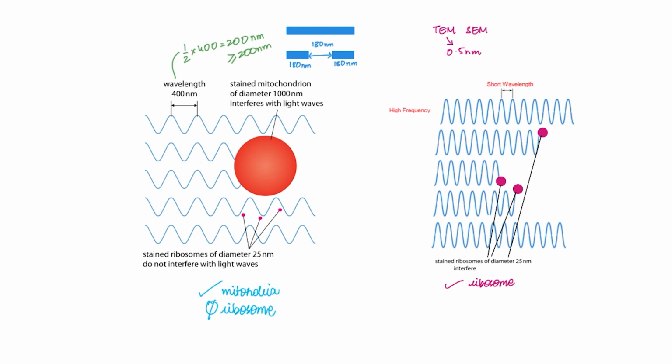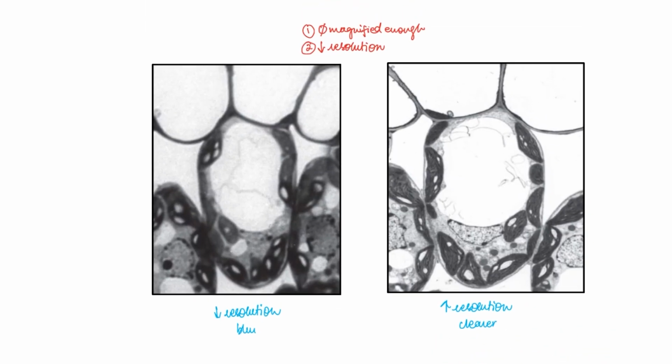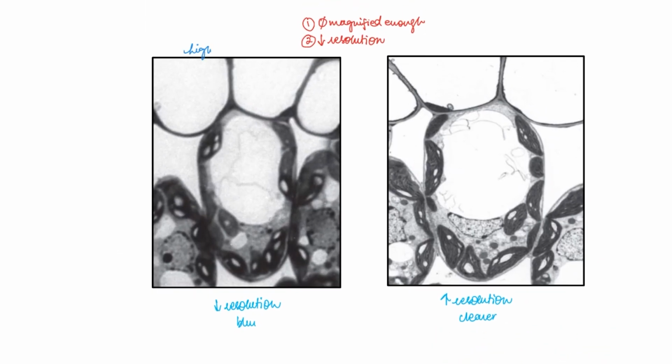Now, going back to the image I showed you, the first image is taken from a light microscope and the second image is taken by an electron microscope. So an electron microscope has a resolution of 0.5 nanometers. That means any objects even as close as 0.5 nanometers will be identified by this electron microscope as separate structures. Whereas the light microscope has a resolution of only 200 nanometers, which means any objects that are closer to each other than 200 nanometers will not be identified as separate objects.